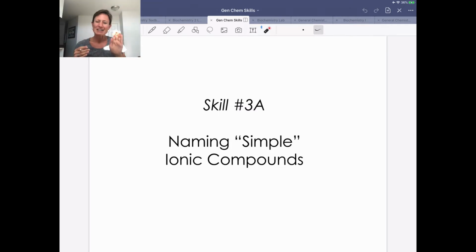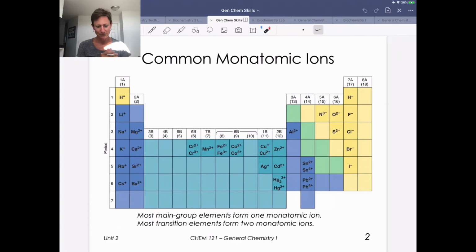We're going to first learn how to name simple ionic compounds, and then we'll have a meaty middle section where we talk about all the complexity that we can add into ionic compounds. And then we'll wrap up with a simple discussion of simple covalent compounds. But again, this is going to be a little bit of a longer video because this is the important skill from this learning unit, naming compounds.